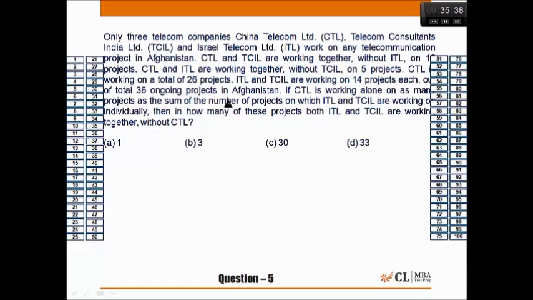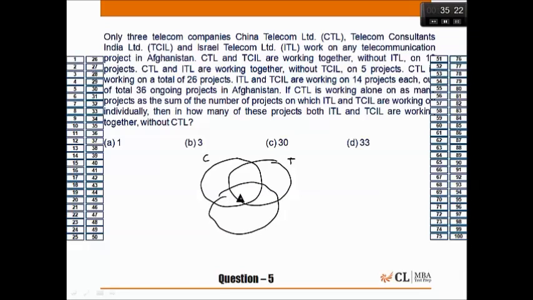Okay, 3 telecom companies. So this is a set. CTL, TCL and ITL work together. So that's C. Then we have a T and we have I, working together. Okay, so C and T. Oh, I can't see this, so let me use the PDF. Question number.